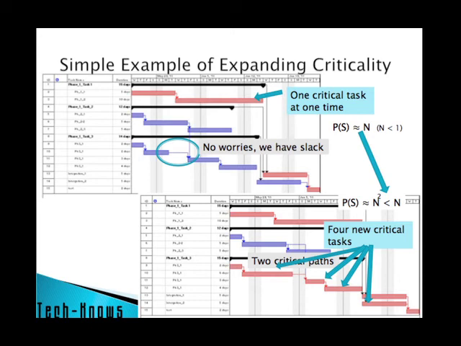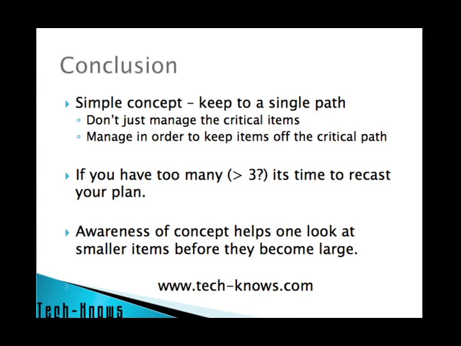And of course, in a big project, you have many of these going on all the time. And what happens is that as the criticality of your plan increases, your chances of success go down and down and down, and eventually something does slip, and then it becomes a major rework. So in conclusion, work hard to keep things to a single path, and don't just manage your critical items, but actually manage the little items to keep them off the critical path. And if you do that, you're going to improve your chances of success.